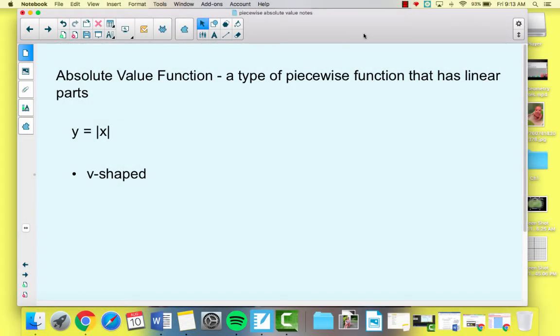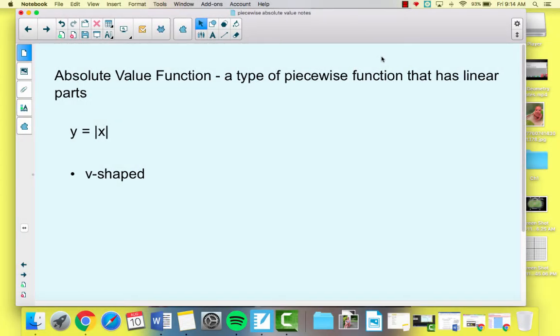Hey everybody, let's talk about absolute value functions. An absolute value function is a type of piecewise function, but the uniqueness of an absolute value function is that it has linear parts. Piecewise functions can have curves in them, they can have quadratics, cube roots, anything like that. But an absolute value function is just going to be made up of lines.